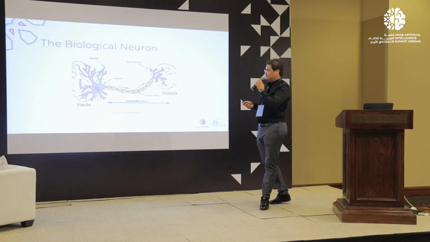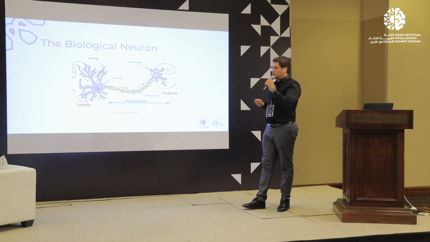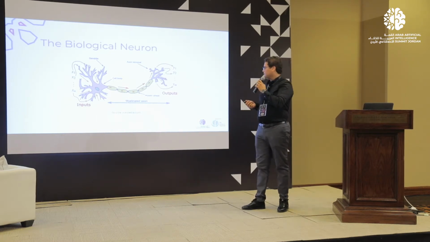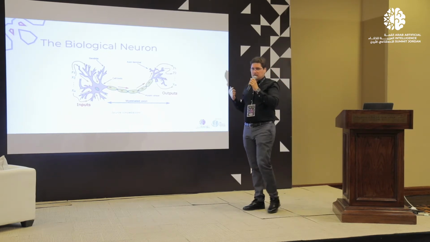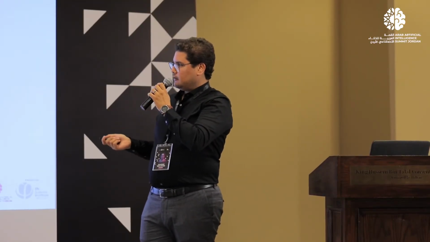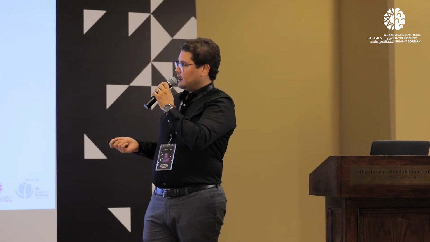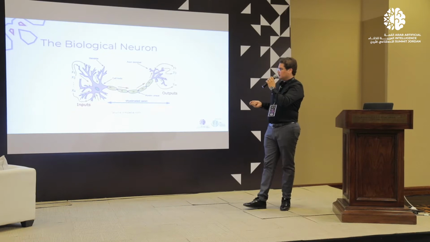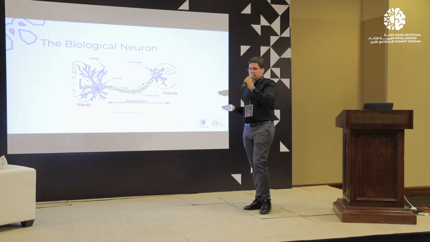First of all, we have to understand neural networks. Neural networks were inspired by biological neurons, by our brains. Our brains contain millions of these neurons, and a biological neuron has some inputs, which we call dendrites, and it also has some outputs, which we call the axon terminals.